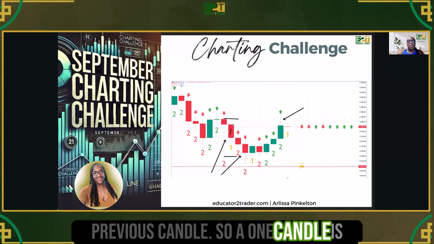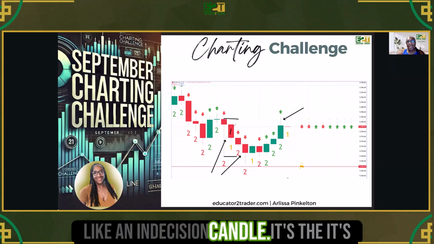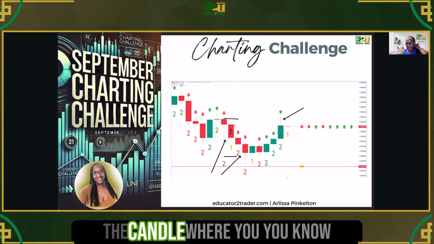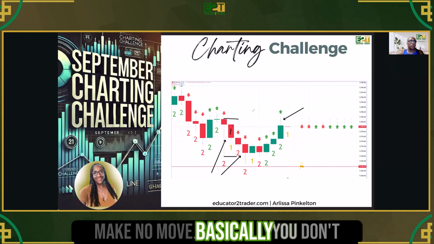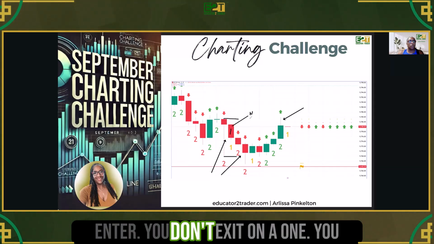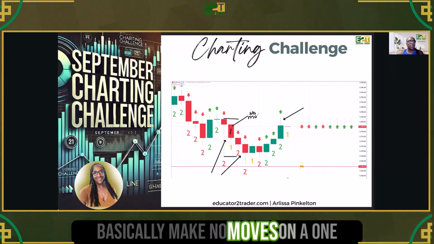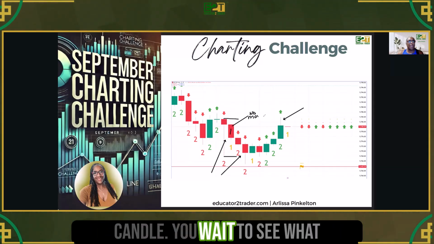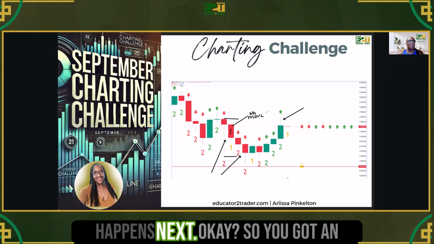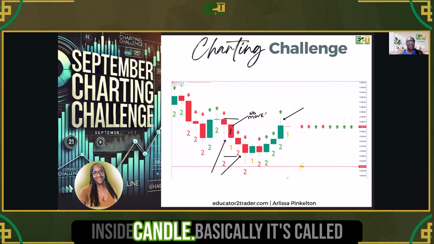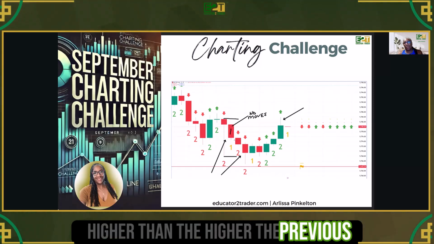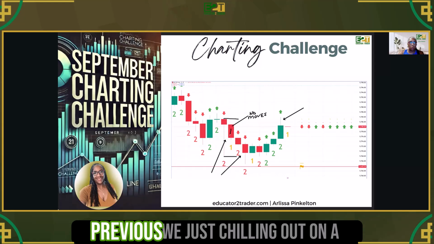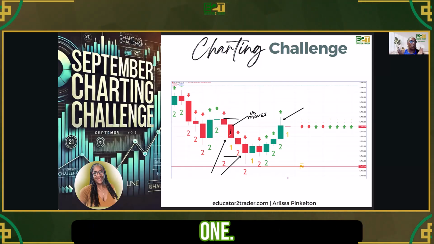So a one candle is like an indecision candle. It's the candle where you make no moves. Basically, you don't enter, you don't exit on a one. You basically make no moves on a one candle. You wait to see what happens next. Okay, so you got an inside candle. Basically, it's called an indecision candle. We aren't higher than the high of the previous. We're not lower than the low of the previous. We're just chilling out on a one.